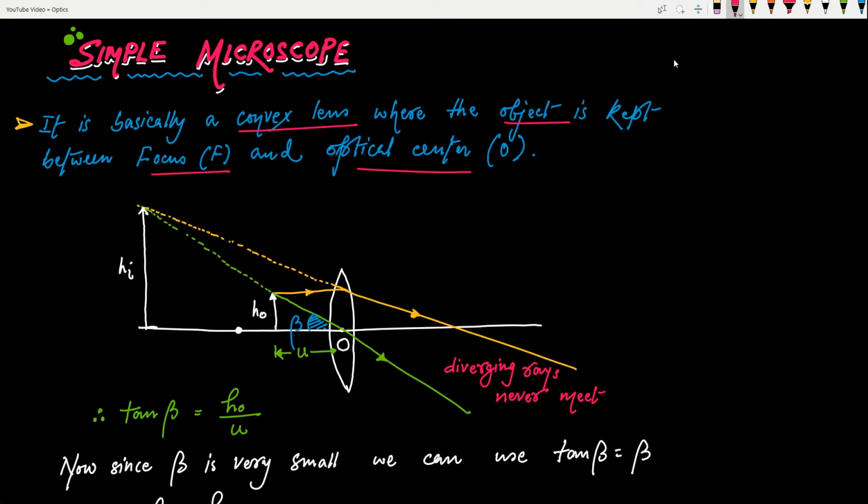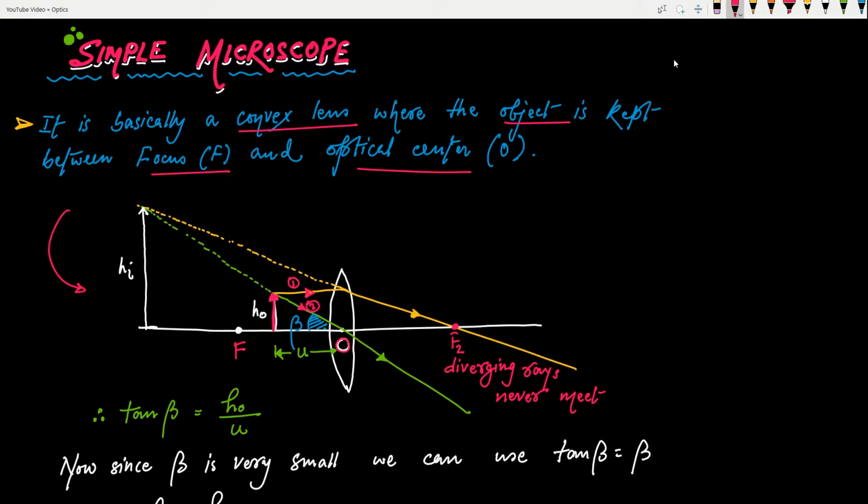Okay, so let's see. If you look into this diagram, we'll see that if this is the focus and this is the optical center and the object is kept in between focus and the optical center, then we require two rays for formation of the image. This thing you already know. This is the first one and this is the second one. The first ray is parallel to the principal axis. After refraction, it will pass through the focus, or you can say F2, the primary focus, and the second ray will go through the optical center and it will go undeviated.